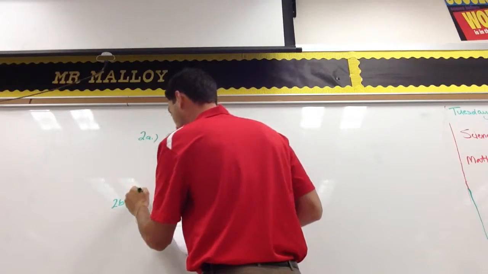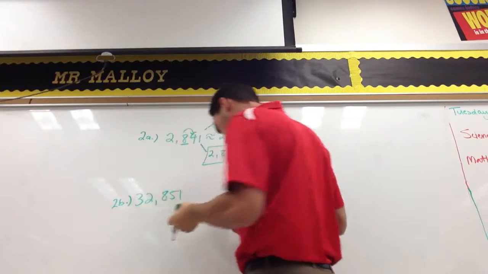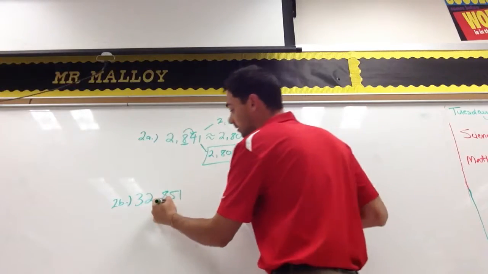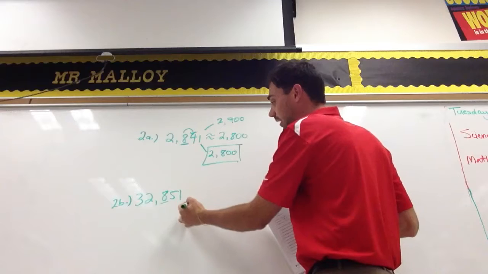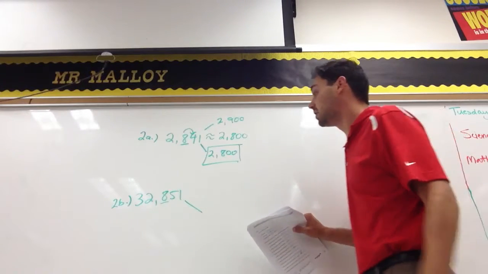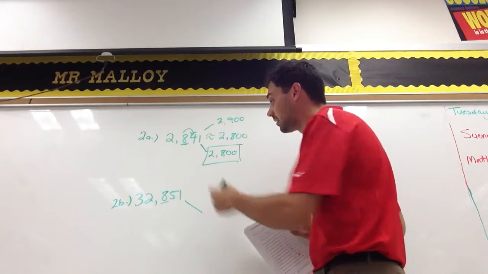2B. 32,851. And we're rounding that one again to the nearest 100. So I go to the hundreds place so I can determine my 2 options. That's what I'm doing. I'm writing it out. Some people at this point might be able to do it mentally. If you can't, you need to write it down. So what are my 2 options here to round to the nearest 100?